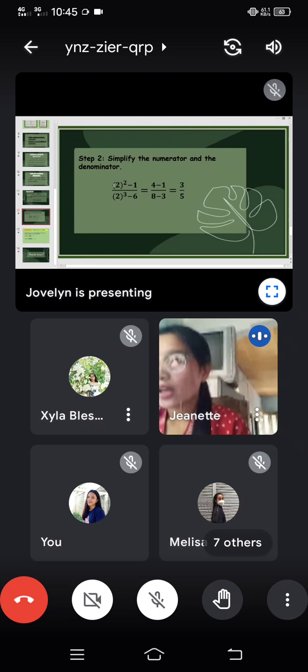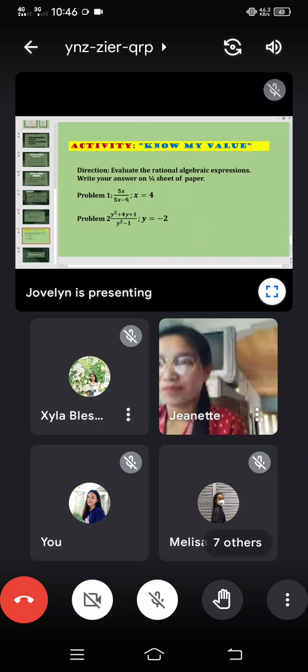So we have here 2 squared is equal to 4. Then minus 1. Over, 2 cubed is equal to 8, then minus 6. Sorry class, that was a mistake; it should be minus 6 there. So now let's simplify. 4 minus 1 is equal to 3 and 8 minus 6 is equal to 5. Oh, I made a mistake again, class. 8 minus 6 is equal to 2. Sorry class.